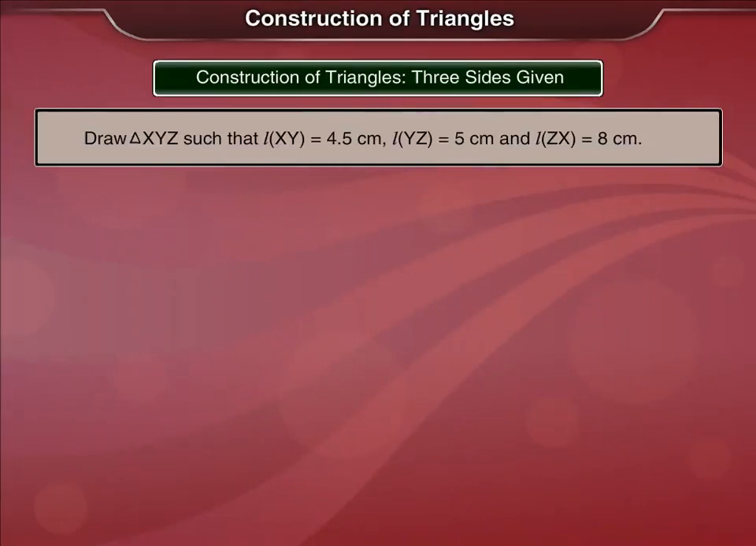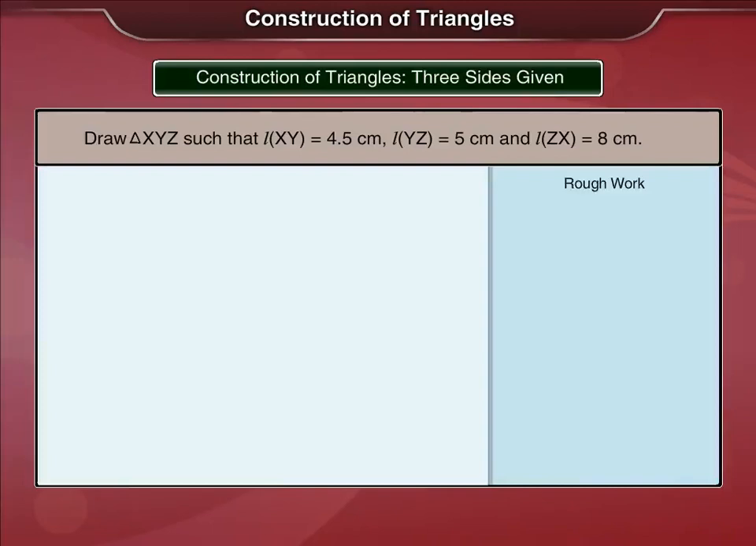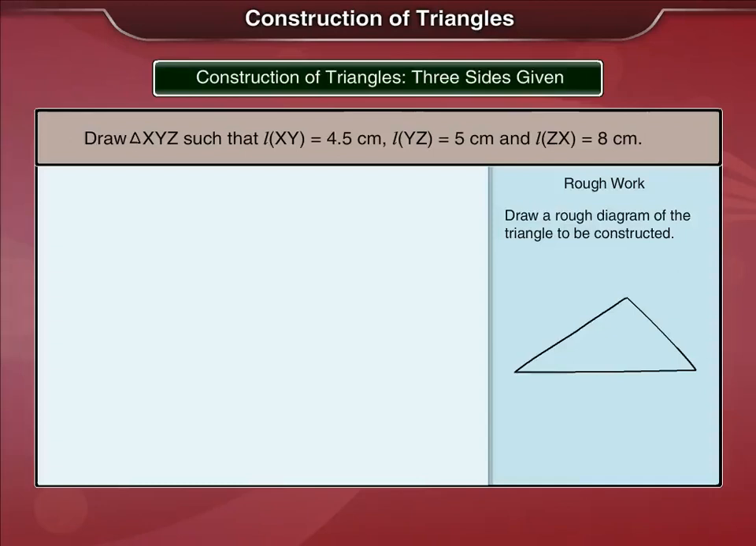First, let's draw a rough diagram. We have to construct triangle XYZ such that the length of side XY is 4.5 centimeters, the length of side YZ is 5 centimeters, and the length of side ZX is 8 centimeters. The length of each side of the triangle must be indicated in the rough diagram.